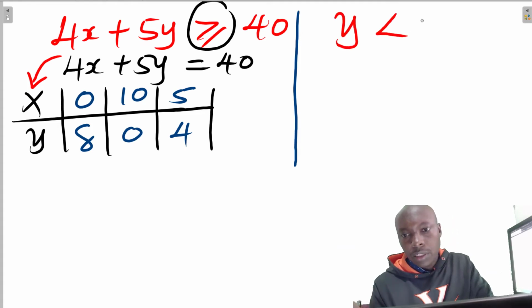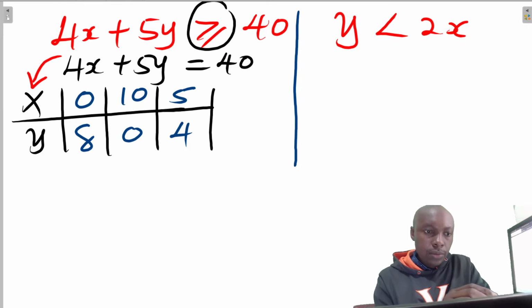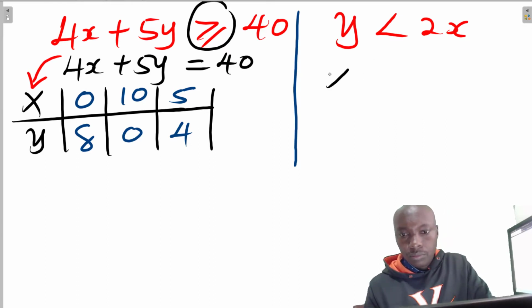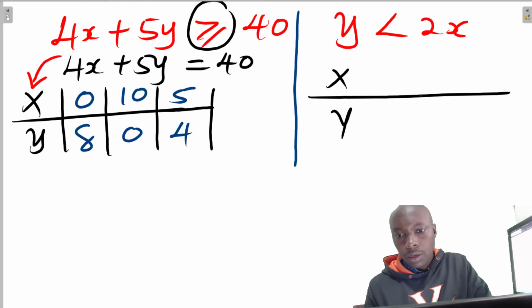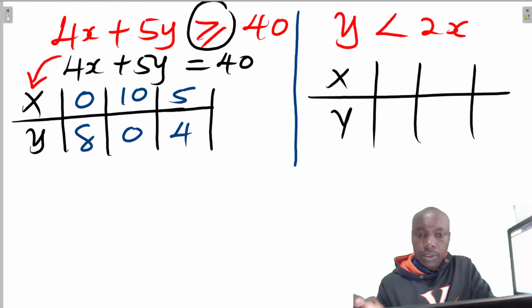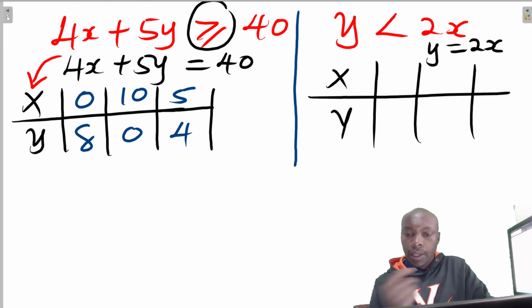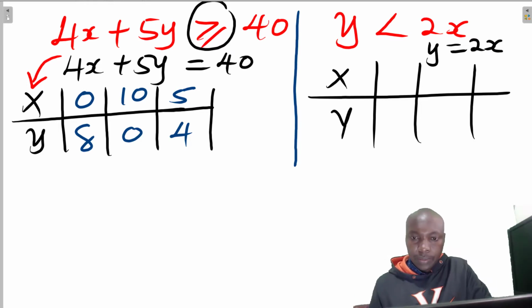So y is less than 2x. For this one again, we can make a table and use at least 3 points, and we can assume that this one is just y equals 2x, and we draw a straight line.